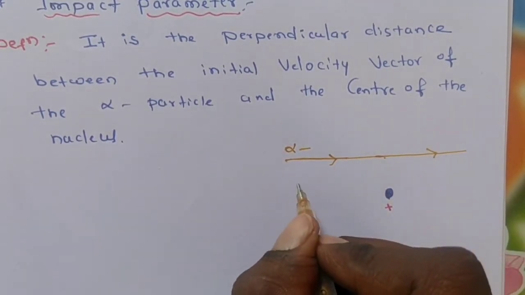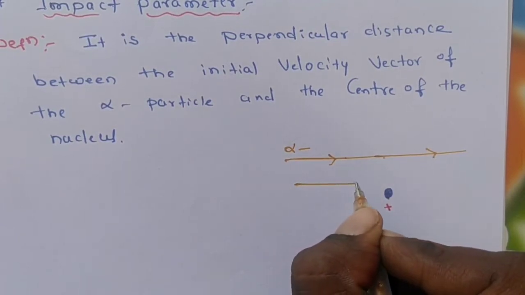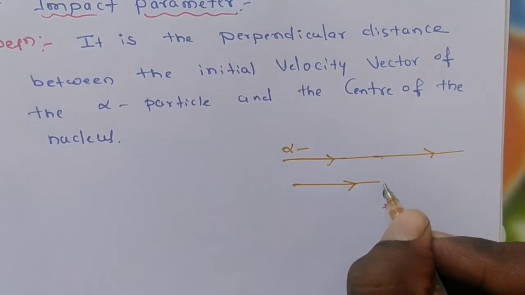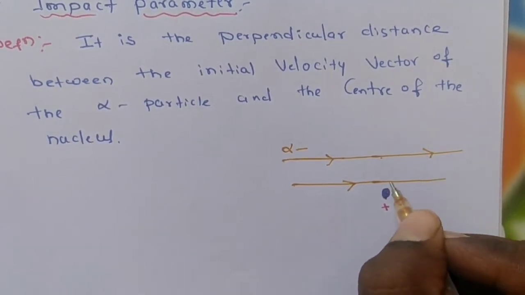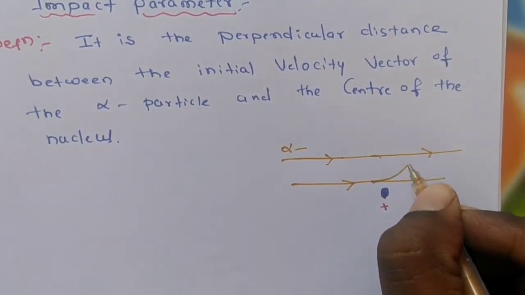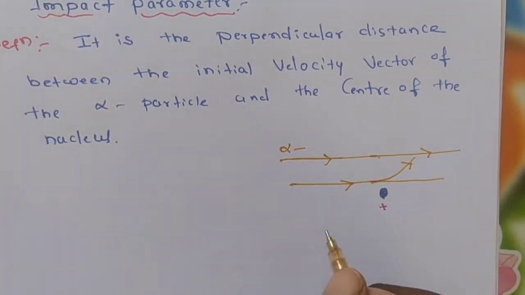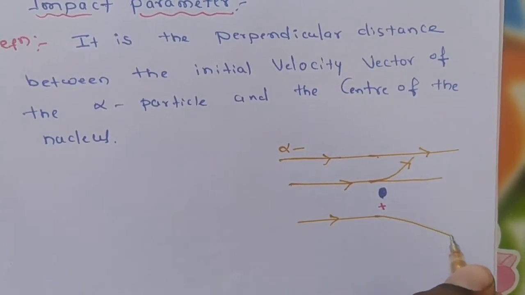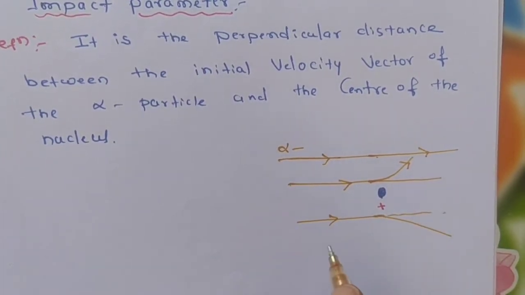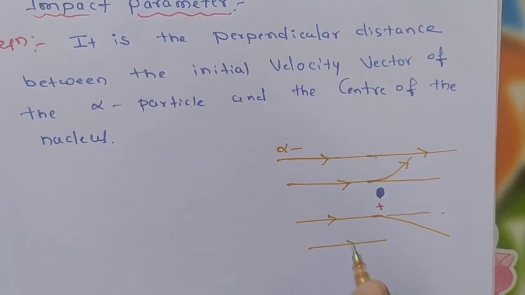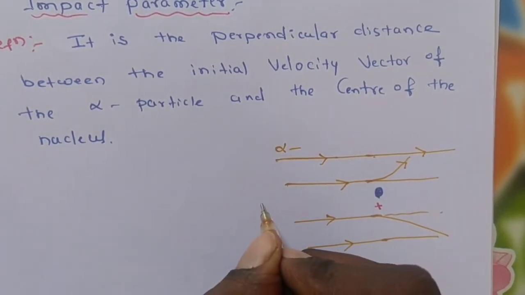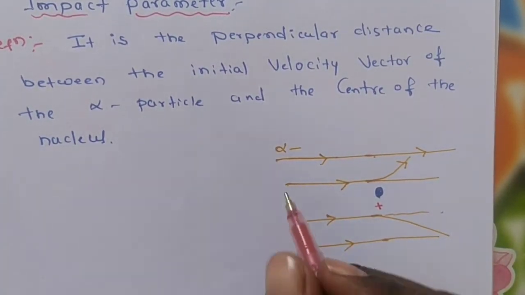When the alpha particle distance is less, when it moves near to the nucleus, the force between them is very large. Due to that, it will be scattered in a different direction. An alpha particle nearer to the nucleus is scattered at a larger angle, and one far away from the nucleus experiences less repulsive force, so it moves straight. This line is the center of the nucleus.